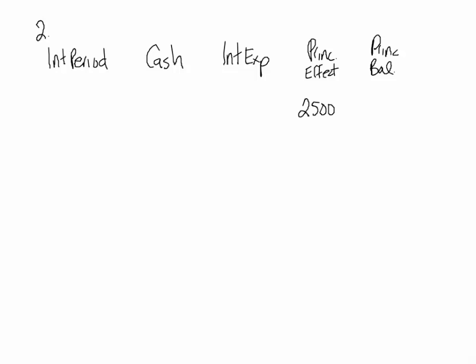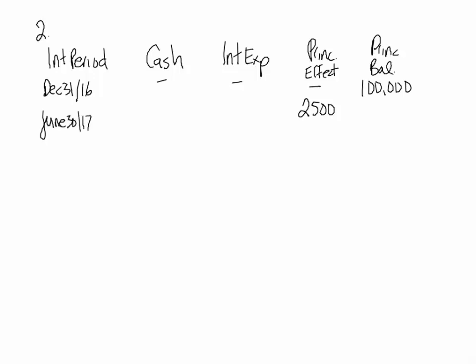At the beginning, when we take this out on December 31st, 2016, this has nothing, this has nothing, this has nothing, but the principal balance right now is $100,000. So now we move down to June 30th.